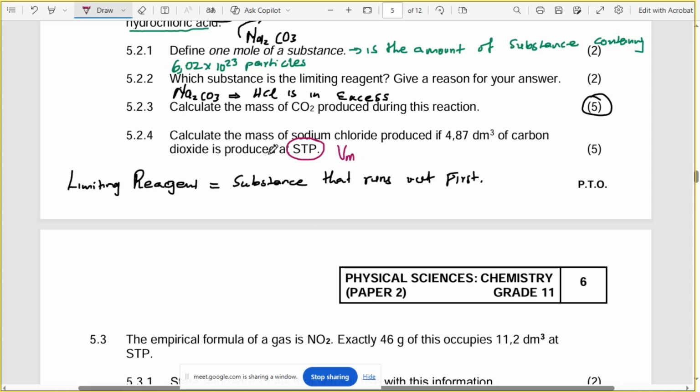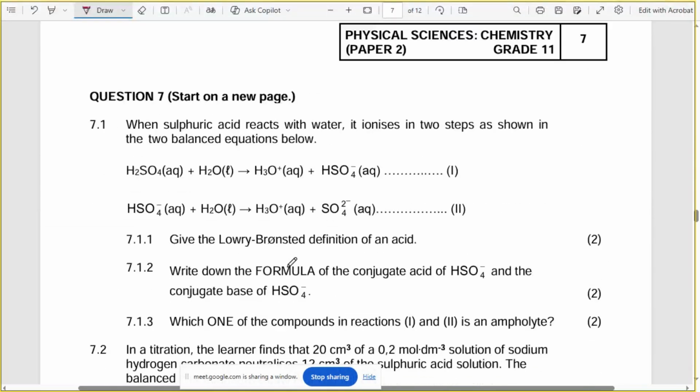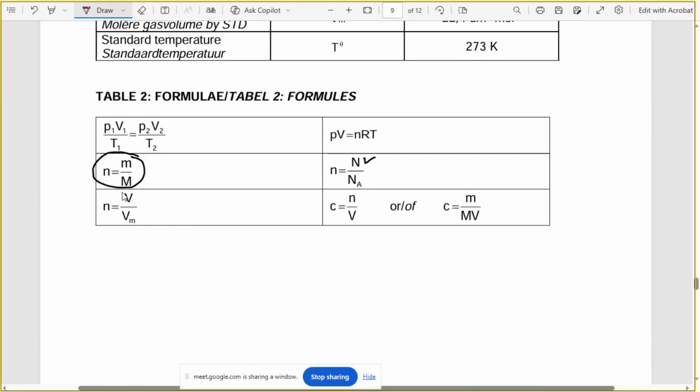You go to the formula sheet. They want you to calculate the mass M of sodium chloride, NaCl, produced, if you are given the volume of carbon dioxide produced at STP. Look at this. You go back to your formula sheet, go down, and click this formula that has Vm. Because of STP, this is the formula that you need to use. You write this formula down.